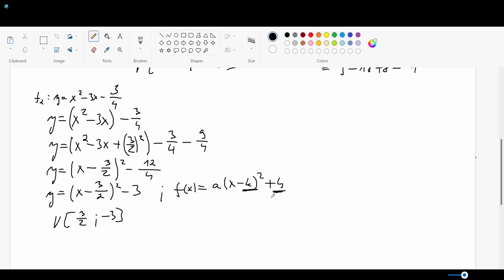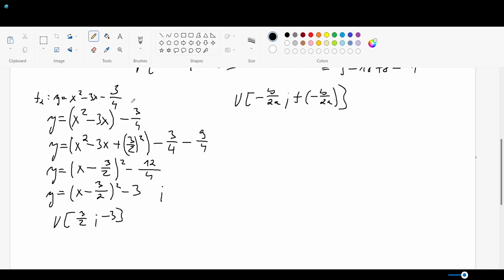Okay, now let me prove this one by using the formula for calculating the vertex. As the vertex is calculated as negative b over 2a, and f of negative b over 2a, we can read from this formula that a is equal to 1, b is equal to negative 3, and c is equal to negative 3 over 4.